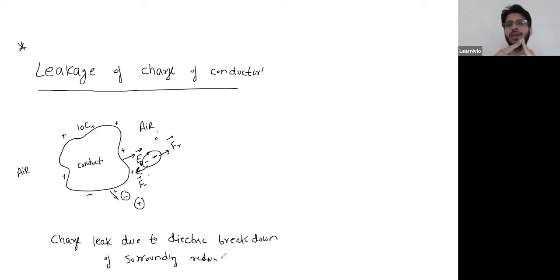You take a conductor, you provide some charge to the conductor. This charge will generate some electric field. That electric field will exert force on the surrounding medium. If you keep on increasing the charge, the strength of electric field will increase, and at a value of electric field known as dielectric strength, the surrounding medium breaks down. Once your surrounding medium breaks down, it becomes conducting. And if it becomes conducting, it will start taking charge from the surface of the conductor. This is the leakage of charge.